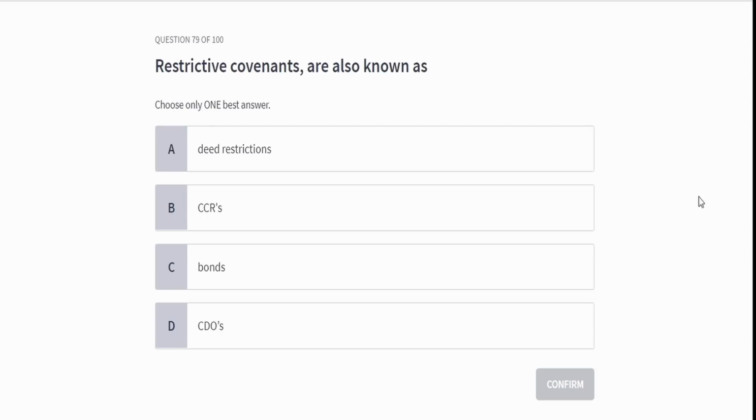All right, question 79. Restrictive covenants are also known as what? It gives us 4 options: A, deed restrictions; B, CCRs; C, bonds; or D, CDOs. So go ahead and take some time and come up with your answer for this one.